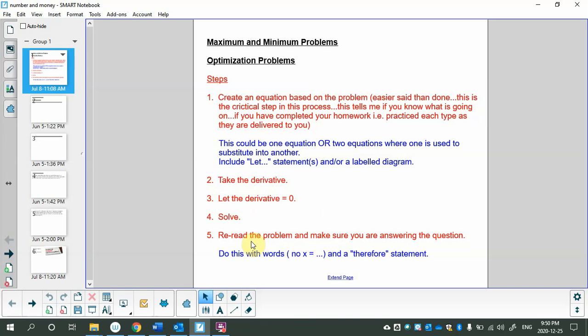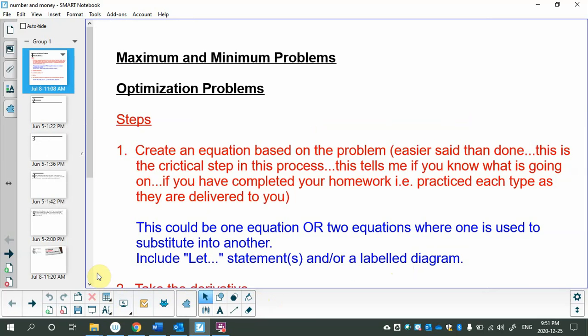Then you reread the problem to make sure you're answering the question, and you do this with words, because these are going to be word problems, and you're answering a situation rather than with the last questions with points. So you do this with words, and you do it with a therefore statement. If you want to, you can pause and write this stuff down, but I'm carrying on with some number questions. So I'm going to put this back to regular screen.